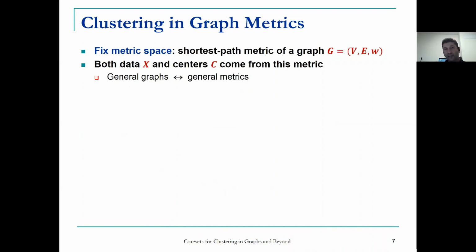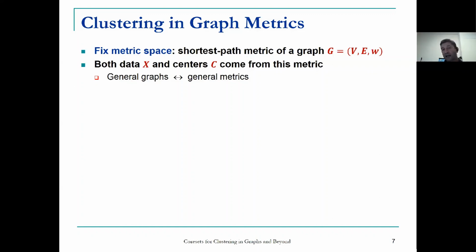So in graph metrics, this is a new setup that we came up with, basically, I mean, for coresets, but it was studied in the K-median context for a lot of time. Suppose you are given a graph, and the edges have lengths, and you can compute the shortest path metric in the graph. So now here in the graph G that we have, both the data X, these are the points that we want to cluster, and C, the potential centers, have to come from this graph.